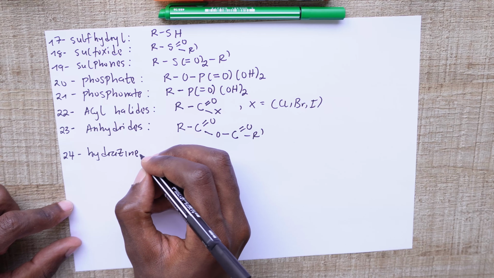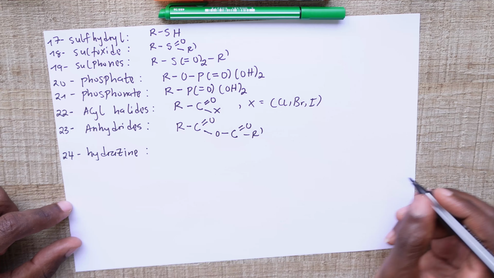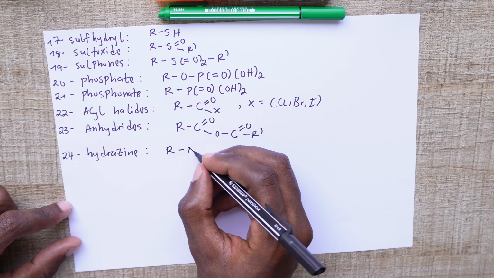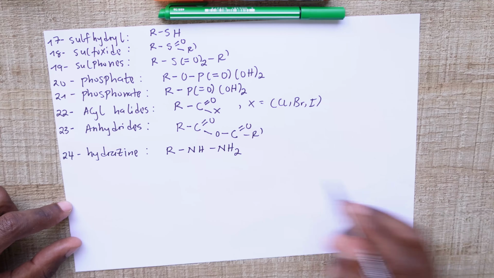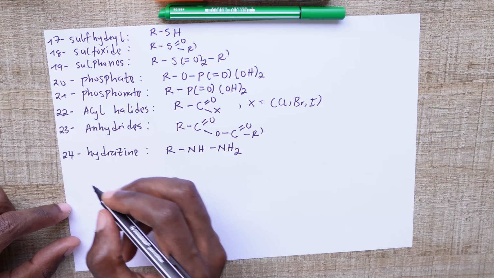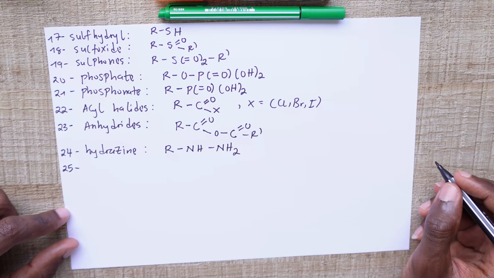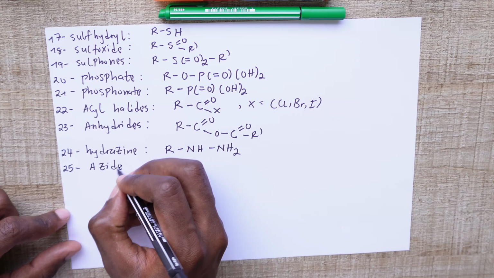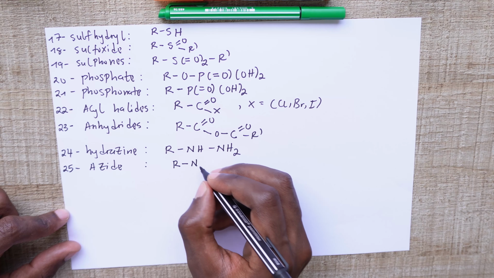Alright, we have next the hydrazines. Hydrazine. I don't know if it's I or E here. Anyway, let me know in the comments. Hydrazine, you have R, NH, then NH2. So you have a double amine with an alkyl group. In the next position, you have the azides, which have as functional group RN3.